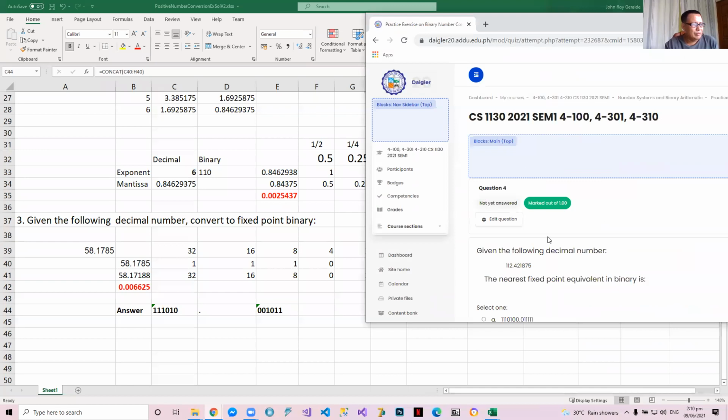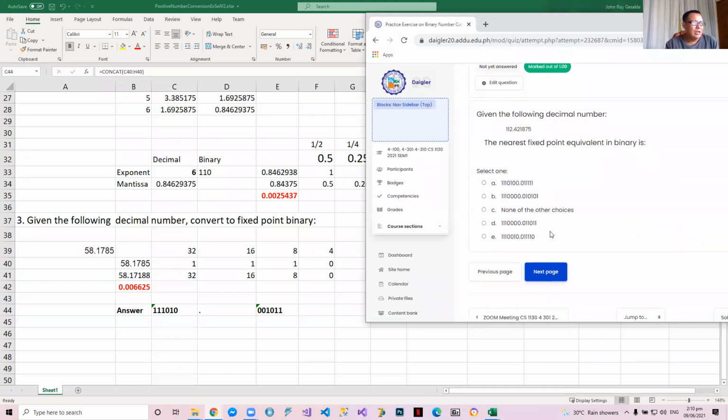Now the next question is, given the following. Now we will use the same fixed point binary equivalent. Okay. But this time we lack decimal places because we reach 112. So our final value should be 64. Okay. Any questions so far? No?